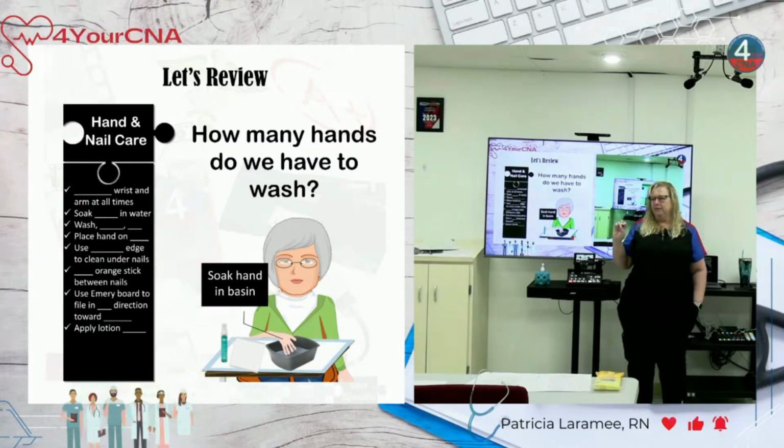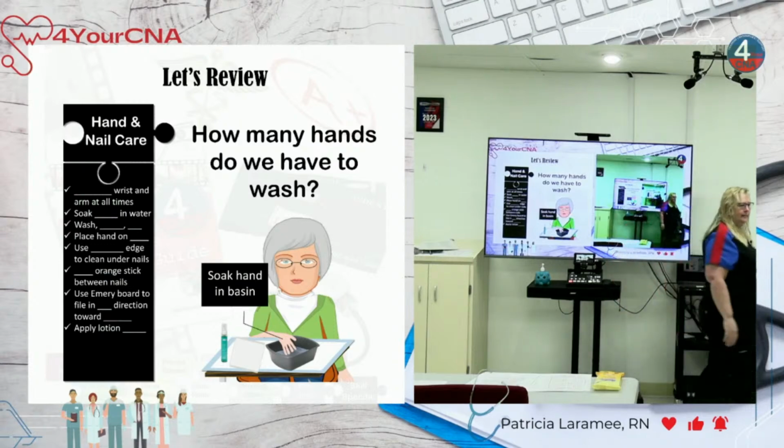One direction. Very good. And we're going to clean under the nails with an orange stick. Which end do we use? The slanted or the pointy end? Slanted end. And if we clean under a nail, should we put that dirt under the next nail? What do you want to do? Wipe it off on the towel before we move to the next nail. And then we're going to apply lotion. What do we do before we put lotion on? What do we do after we put lotion on? There you go. Hand and nail care.